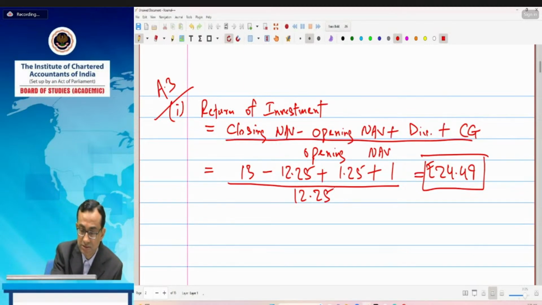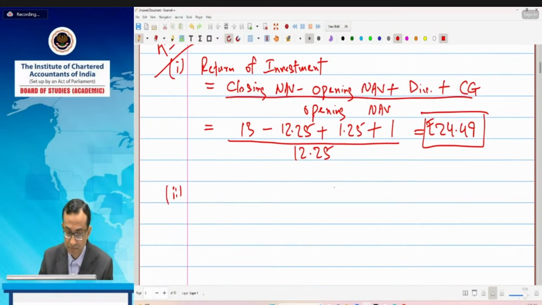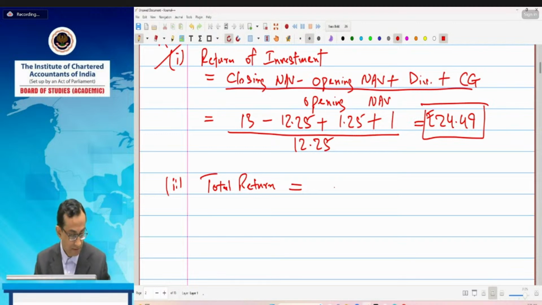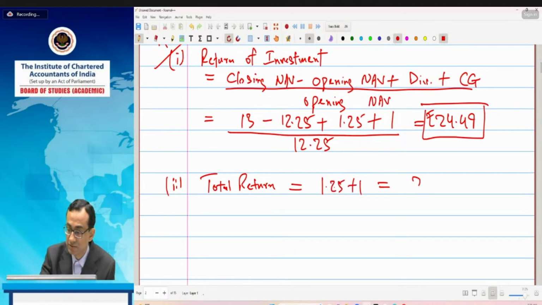Now, let us come to the second part. What is the total return by way of dividend and capital gain? Dividend is given in the question. 1.25 is dividend and 1 is capital gain. We have just calculated, 1.25 plus 1 is equal to 2.25, right? It is 2.25 per unit.